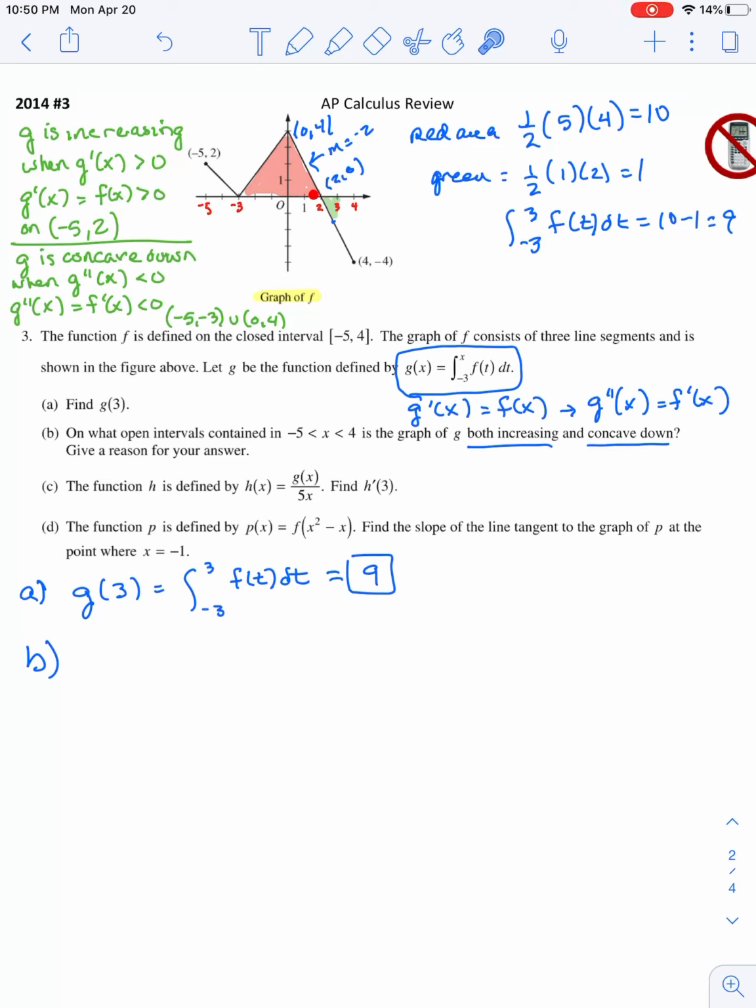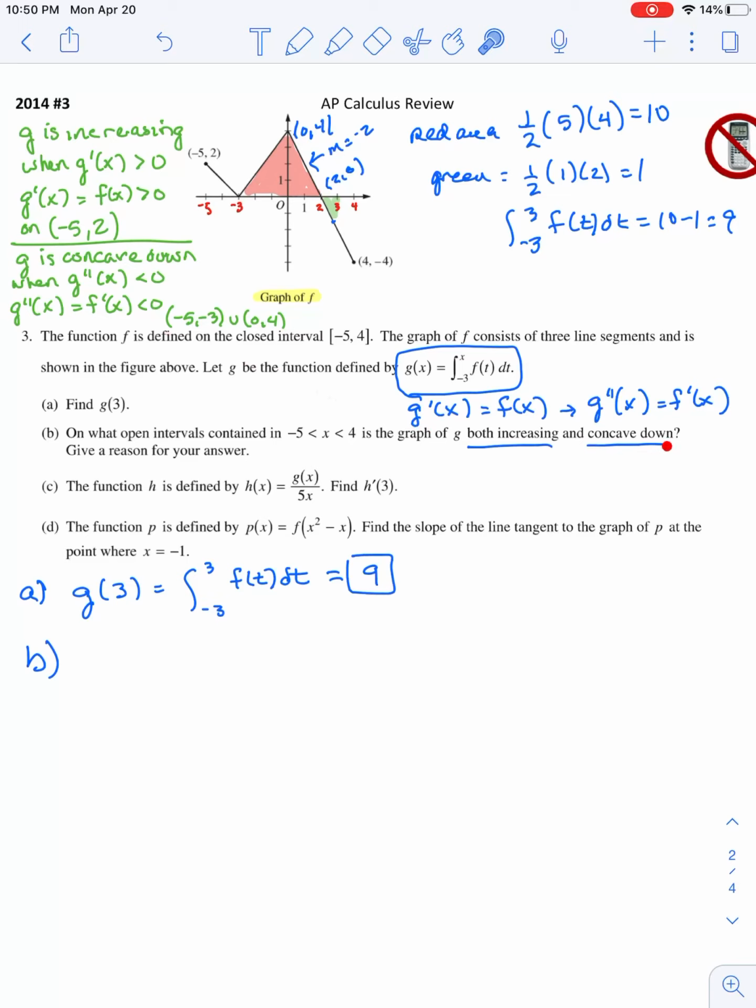So that's going to happen from -5 all the way to 2. At one point it hits 3, but that's a shelf, so it never goes below. So it's from -5 to 2 that the function g is increasing. So we've got to take that into account.